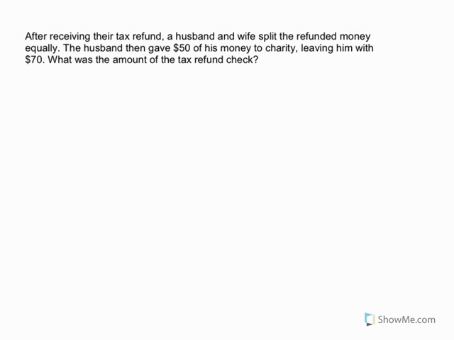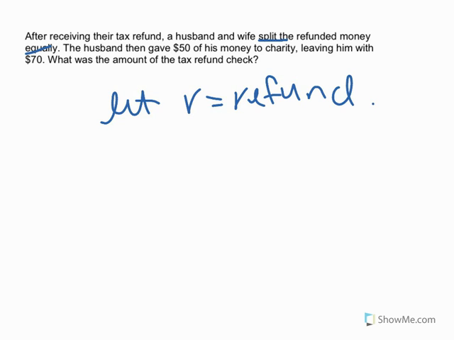So again, always be on the lookout for those keywords. The keywords here are "split the refunded money equally." So let's let R represent the refunded money. We're writing an equation for how much the refund was. Well, we first have to understand that the refunded money gets split equally amongst 2 people. That means that it was divided by 2.